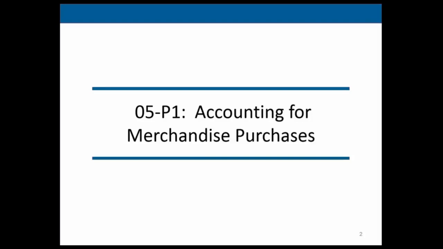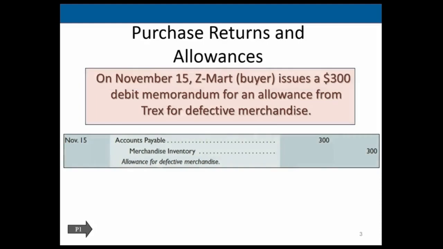In this lecture, we will continue on Chapter 5. We're continuing with the purchase of merchandise. So we're going to continue with the journal entries here. We've got the purchase returns and allowances.